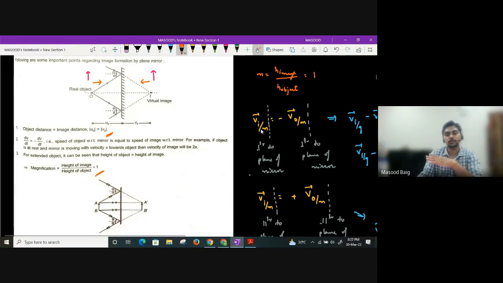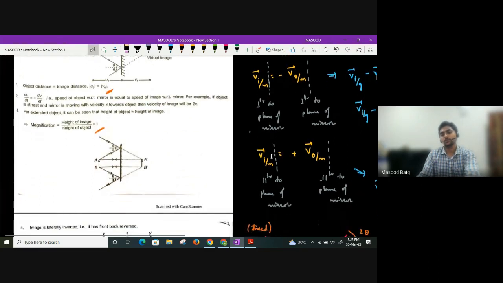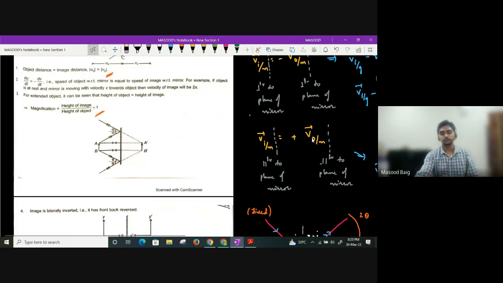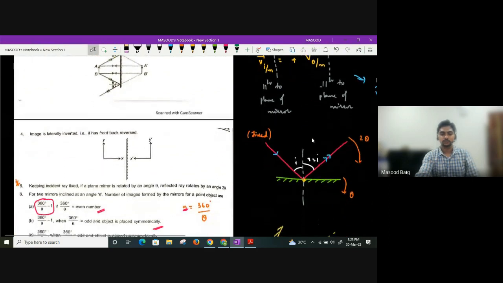Velocity of image with respect to mirror is minus of velocity of object with respect to mirror. When is this true? It is only true for those components which are perpendicular to the plane of the mirror. Similarly, velocity of image with respect to mirror is equal to velocity of object with respect to mirror. For which components is it true? All those components which are along the plane of the mirror. Is that clear, everyone? Yes or no? Yes, sir.